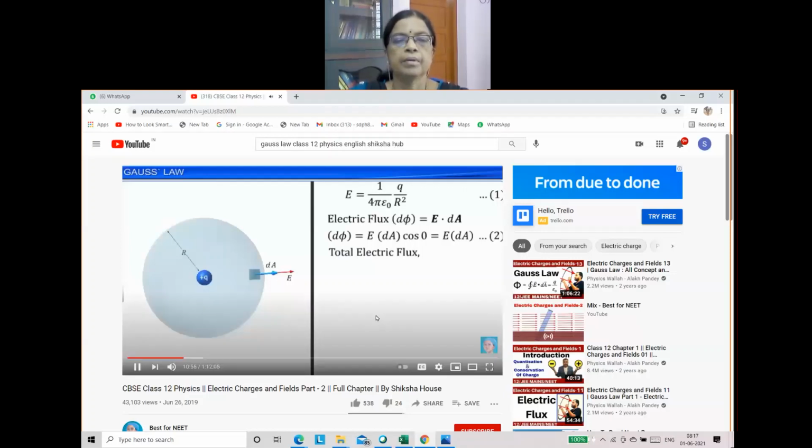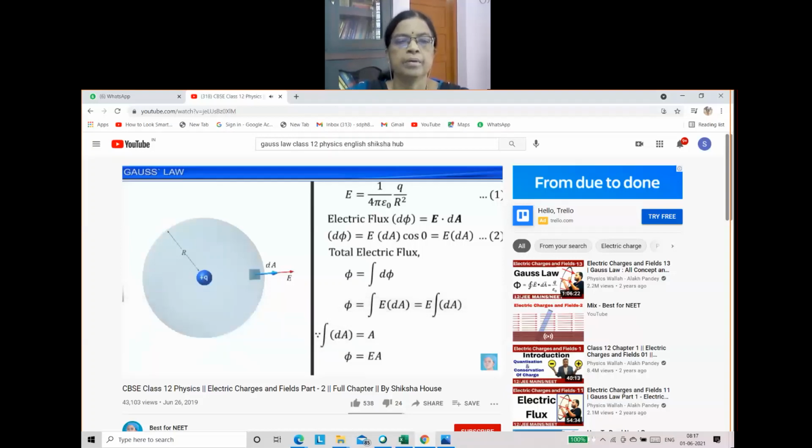The total electric flux can also be referred to as the net electric flux. Since E is constant in magnitude for all points on the Gaussian surface, we have integral E dA is equal to E into integral dA. We know that integral dA is equal to A, which is the area of the Gaussian surface considered. Now, phi is equal to EA. We know that for a spherical surface, which is the Gaussian surface in the present discussion, A is equal to 4 pi r square.